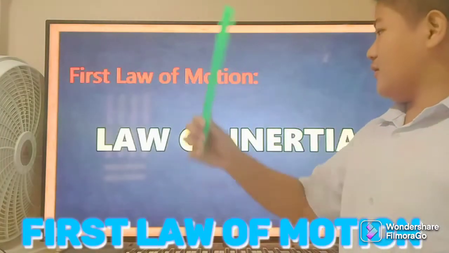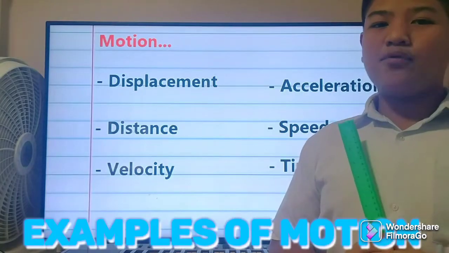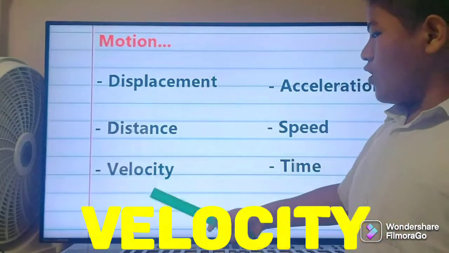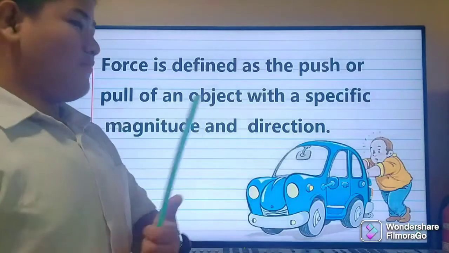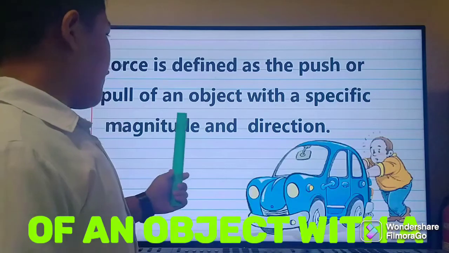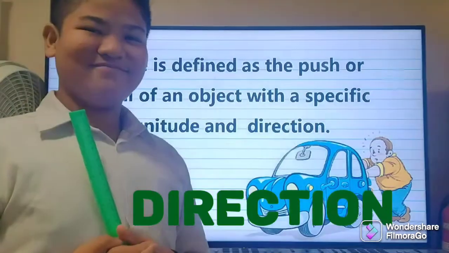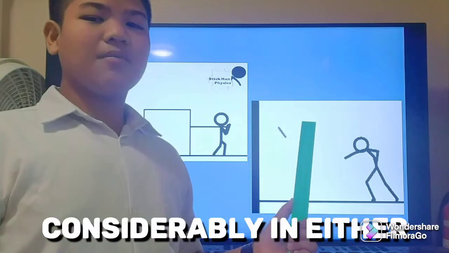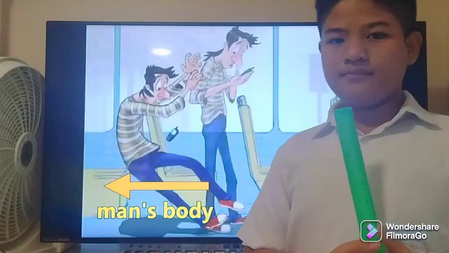First law of motion, law of inertia. Here are the examples of motion: displacement, distance, velocity, acceleration, speed, and time. Force is defined as the push or pull on an object with a specific magnitude and direction. The push or pull on an object can vary considerably in either magnitude or direction.